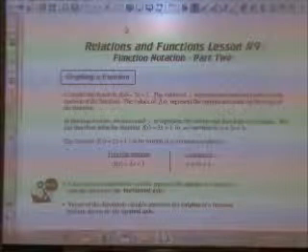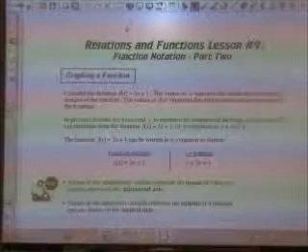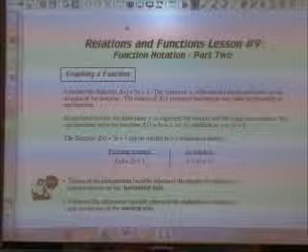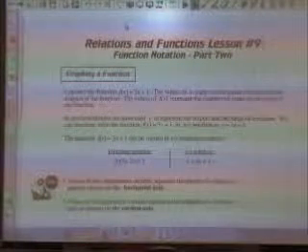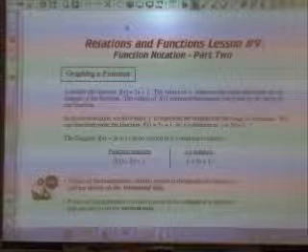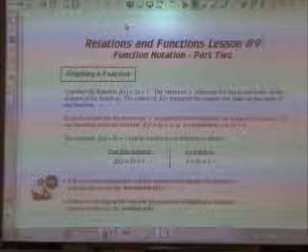So lesson number 9 continues on with function notation that we were looking at yesterday. It looks at graphing a function. It says, consider the function f of x equals 3x plus 1. The values of x are the inputs and they make up the domain, and f of x would represent the outputs and that makes up the range.